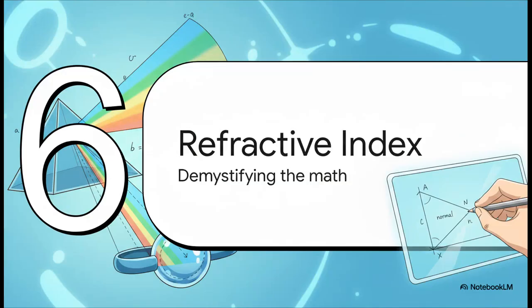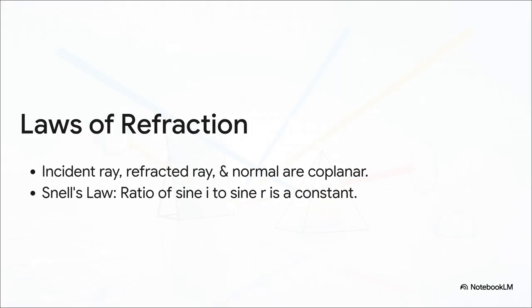Section 6. Demystifying refractive index. Now, just like reflection, refraction comes with its own set of strict rules. The first one should sound pretty familiar by now. The incoming incident ray, the bent refracted ray, and the normal line all live flat on the exact same plane. But the second rule, well, that's Snell's law. It states that the ratio of the sine of the angle of incidence to the sine of the angle of refraction is a constant for any given pair of materials.